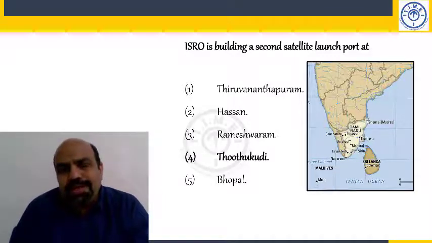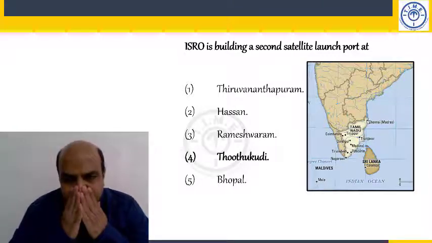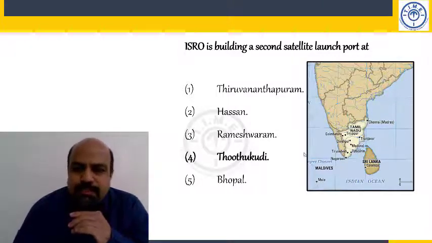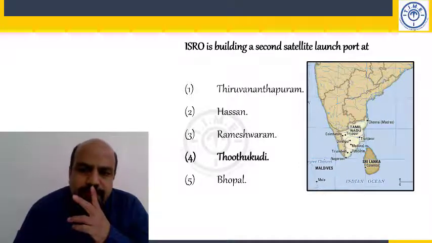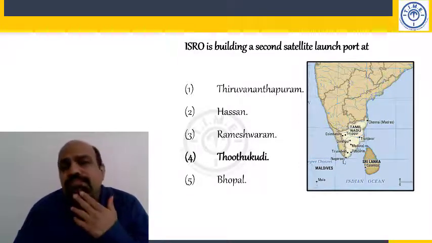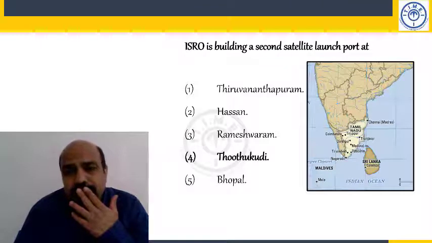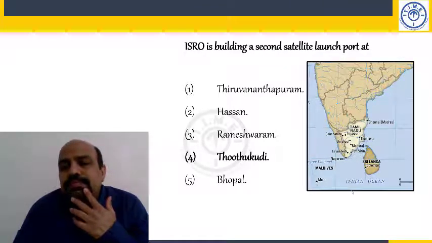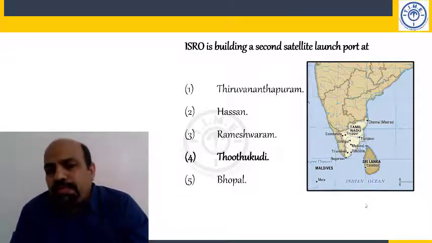Underline that. First point: near the equator. As you can see, it's almost below 10 degrees, so between 0 and 10. So it's near the equator.